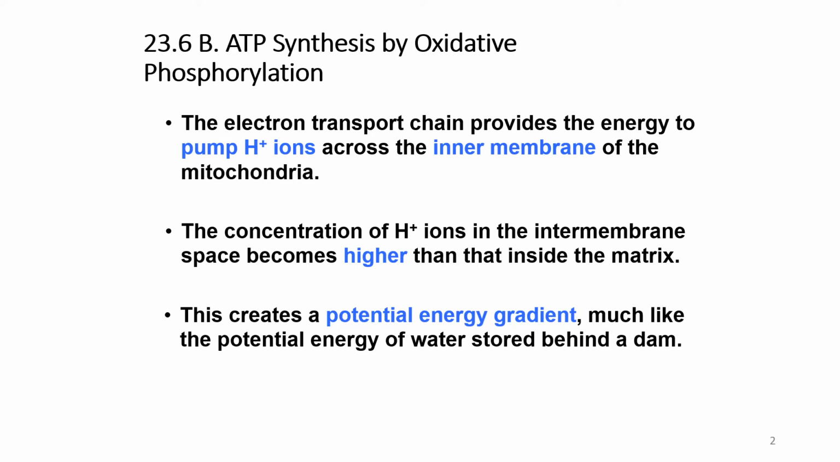You may have heard of something called the chemiosmotic theory, and essentially this is the model of what happens in the electron transport chain, where that hydrogen ion gradient is built up, and that eventually drives the synthesis of ATP.